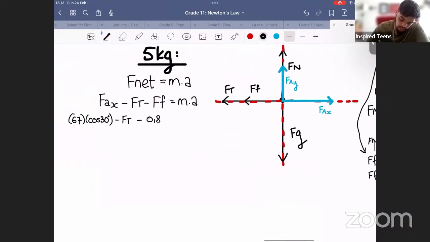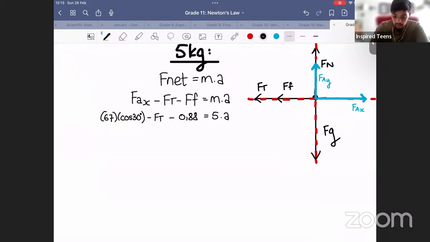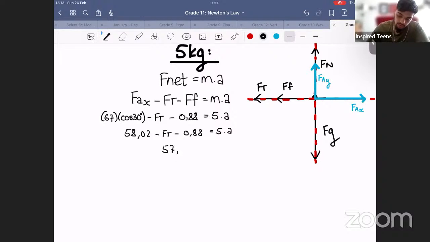So 0,88 is equal to mass, which is 5, times acceleration. Now we simplify. 67 times cos 30 gives us 58,02 minus Ft minus 0,88 is equal to 5A. From that, you actually get 57,14 minus Ft is equal to 5A.